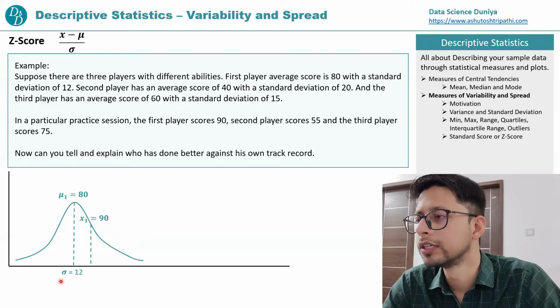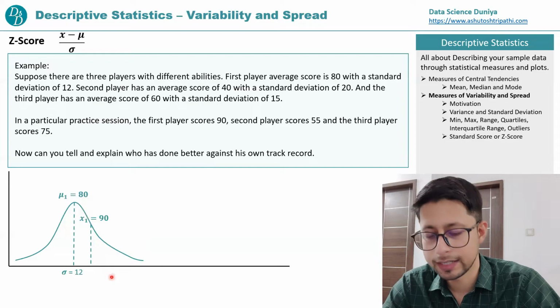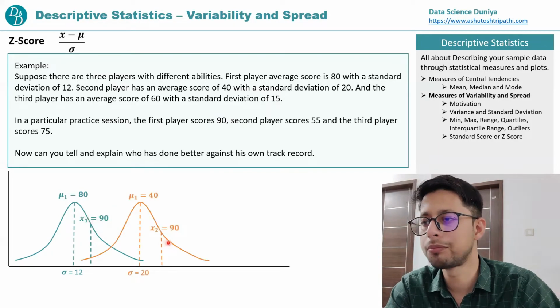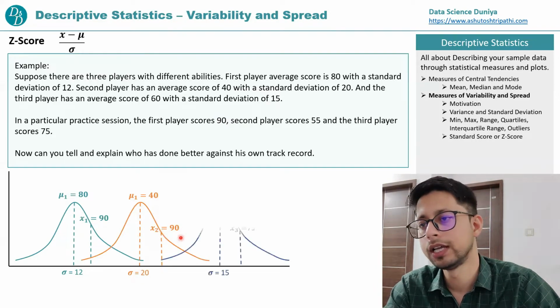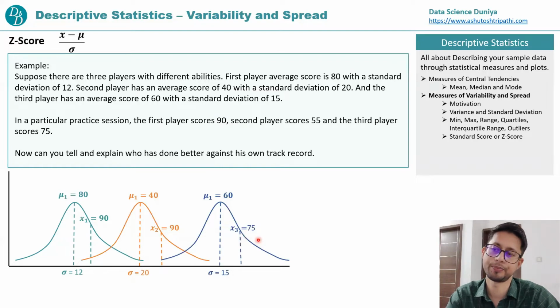Okay, we are plotting. This is for the first player. His standard deviation is 12 and mean value is 80, this is mu1. And x1 is the score on that particular day: in that practice match, 90 is the score of player one. Similarly, we plot the player two data: his standard deviation is 20, mean score is 40, and on that particular day he scored 55. Similarly for player 3, his standard deviation is 15, mean score is 60, and he scored 75 in that session. Now we want to compare.